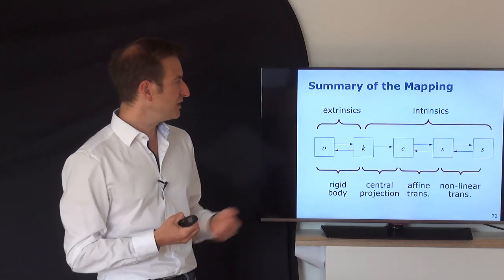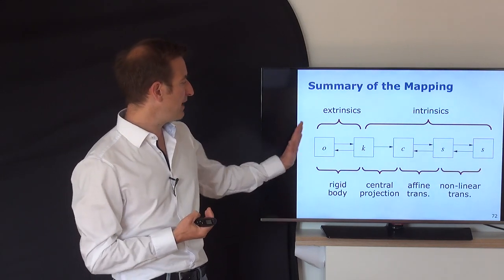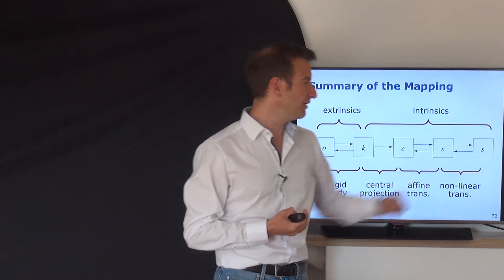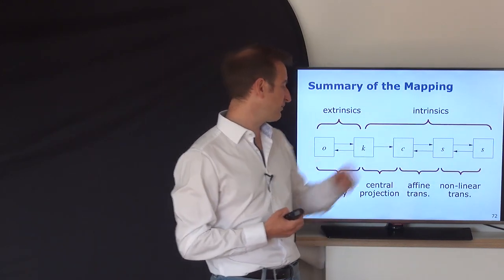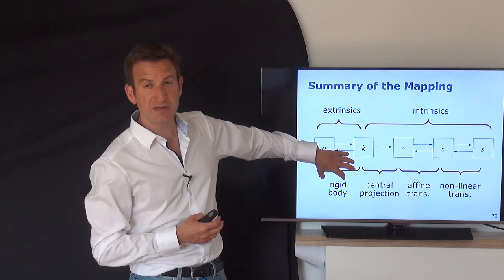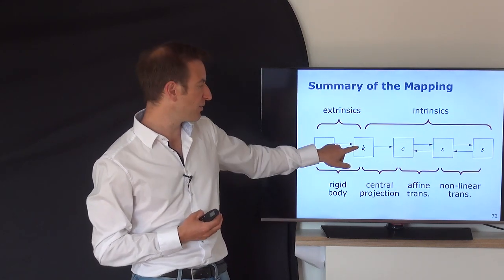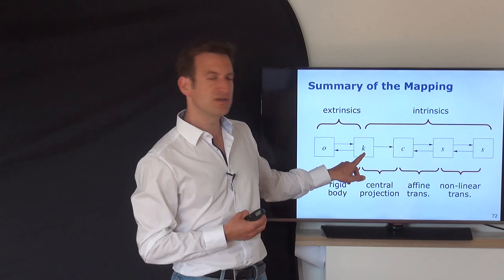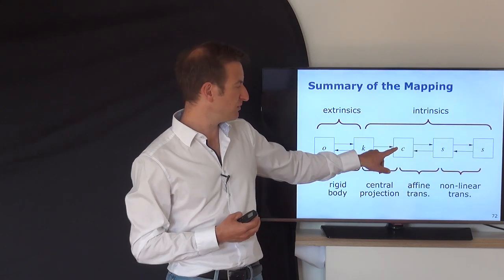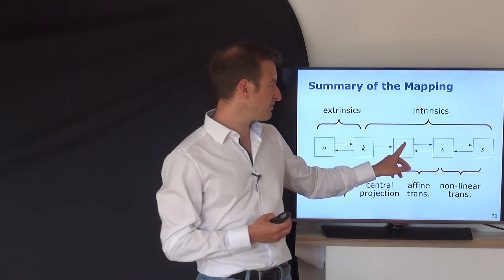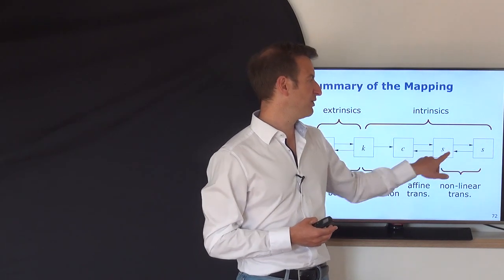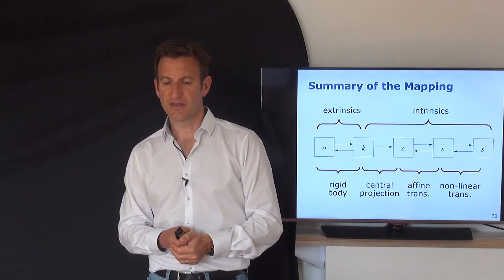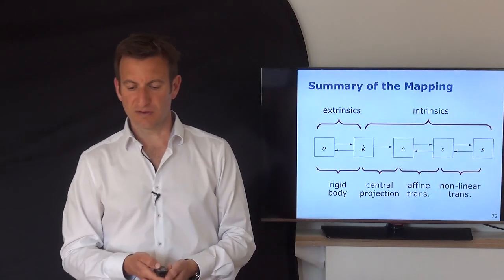So also visually we can summarize this. This was the overall mapping from the world to the sensor. These are our extrinsics. These are our intrinsic parameters. This was the rigid body transformation here. Where is the camera in the world? Then we have a central projection going from the camera coordinate system to the image plane. Then we have an affine transformation going from the image plane onto the sensor. And then we have potentially some nonlinear errors that we actually need to compensate for.